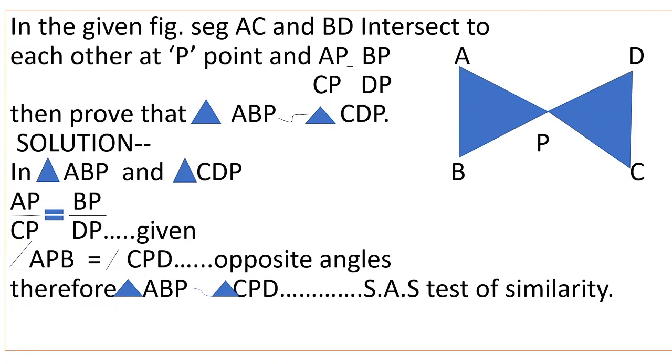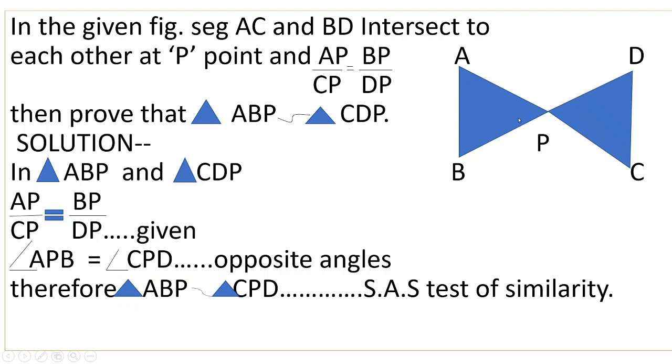First example. In the given figure, segments AC and BD intersect each other at point P, and AP upon CP is equal to BP upon DP. Then prove that triangle ABP is similar to triangle CDP. Listen carefully.